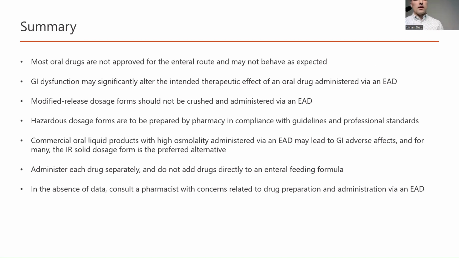And in summary, most oral drugs are not approved for the enteral route and may not behave as expected. GI dysfunction can alter the intended therapeutic effect of an oral drug if it's given via a feeding tube. We talked about modified release dosage forms that should not be crushed, if you remember the case summaries, administered via an enteral feeding tube. Hazardous dosage forms are to be prepared by pharmacy, not by the nurses on the unit, in compliance with guidelines and professional standards. Commercial oral liquid products with high osmolality may lead to GI adverse effects. And for many, as we saw with the acetaminophen example, the IR solid dosage form is the preferred alternative.